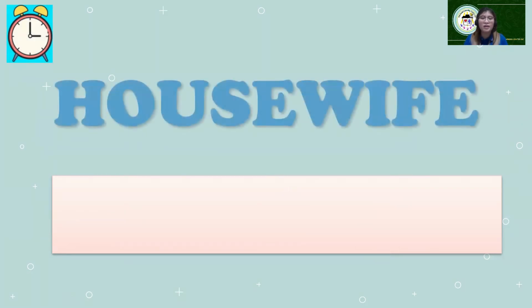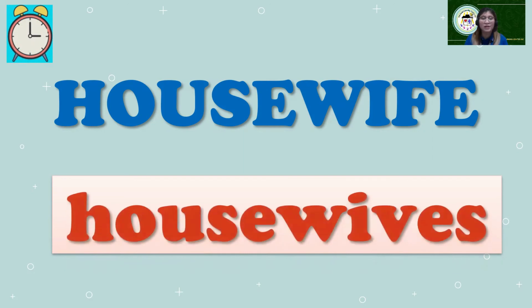Last example is housewife. What is the correct plural form for the word housewife? The correct answer for the word housewife is housewives. So this one is an FE word, but you need to change this to VES so that you can get the plural form of the noun.